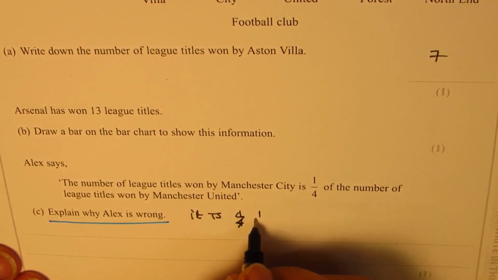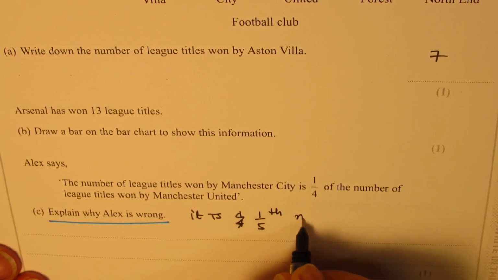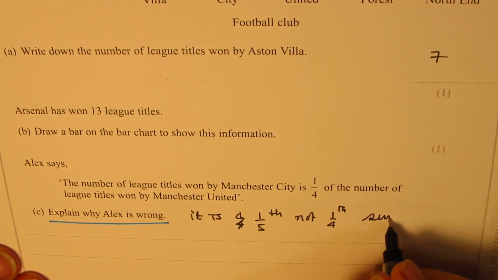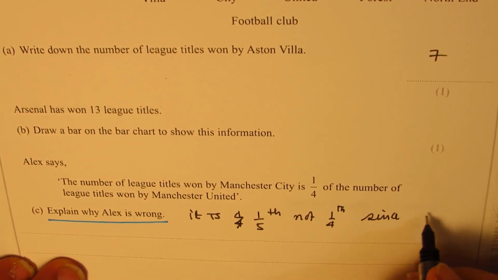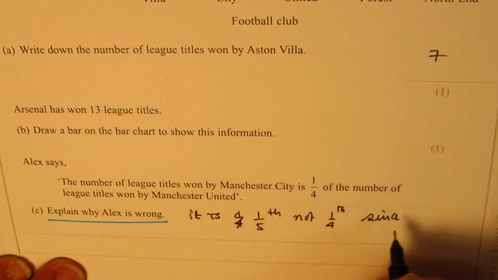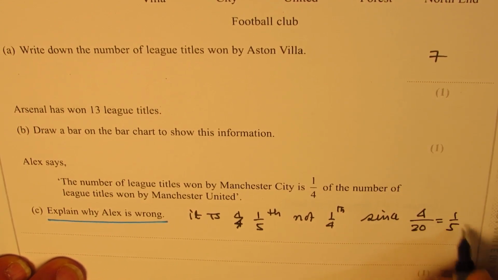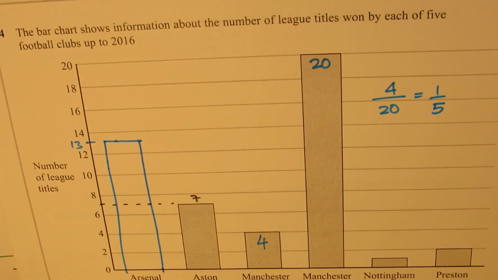It is 1/5, not 1/4, right? Since we can write down the calculation which we did just now, 4/20 is 1/5. Is that clear to you, right? So that is how you could explain the answer.